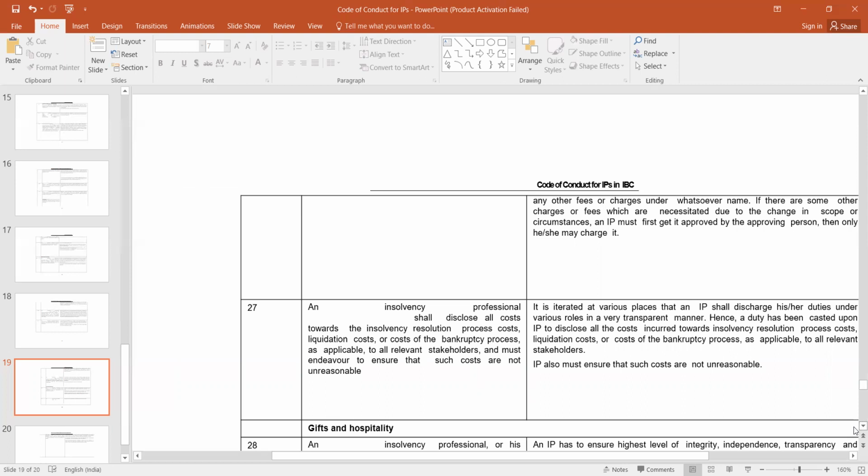Next point is that you have to disclose all the costs towards the insolvency resolution process cost, liquidation cost, cost of bankruptcy process as applicable, to all relevant stakeholders and must endeavor to ensure that such costs are not unreasonable because you are being paid first in priority. तो जितनी भी आपकी कॉस्ट है, जो भी इंसॉल्वेंसी रेजोल्यूशन में, लिक्विडेशन में लगी, बैंक्रप्सी में लगी, उसका आपको प्रॉपर डिस्क्लोजर देना है टू ऑल द रिलेवेंट स्टेक होल्डर्स, और आपको उनको रीजनेबल रखना है, अनरीजनेबल नहीं होना चाहिए.